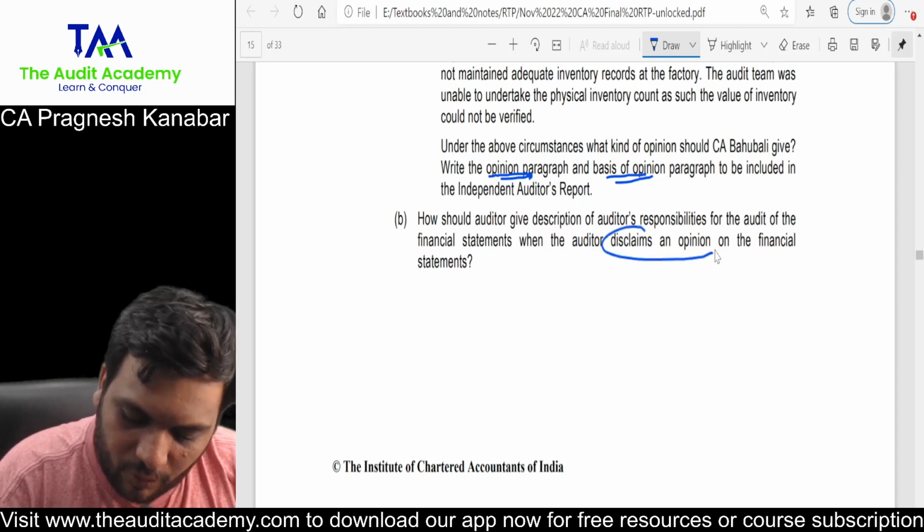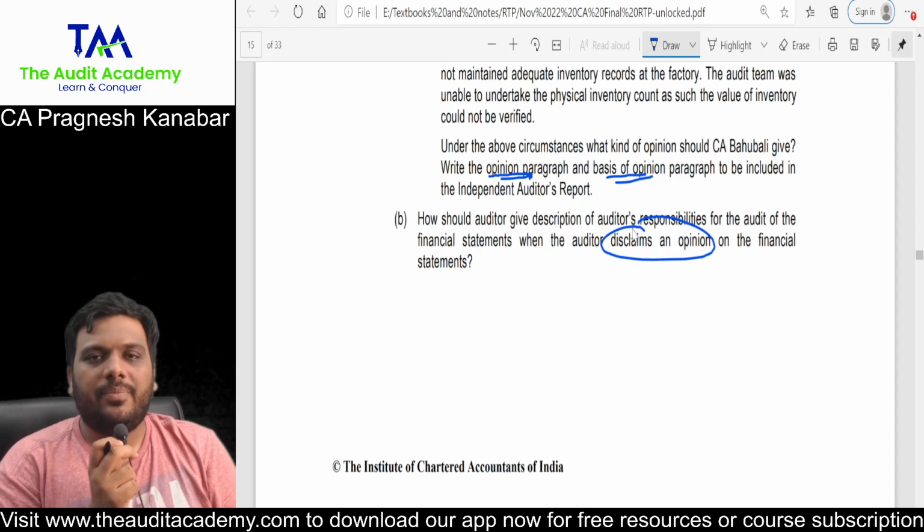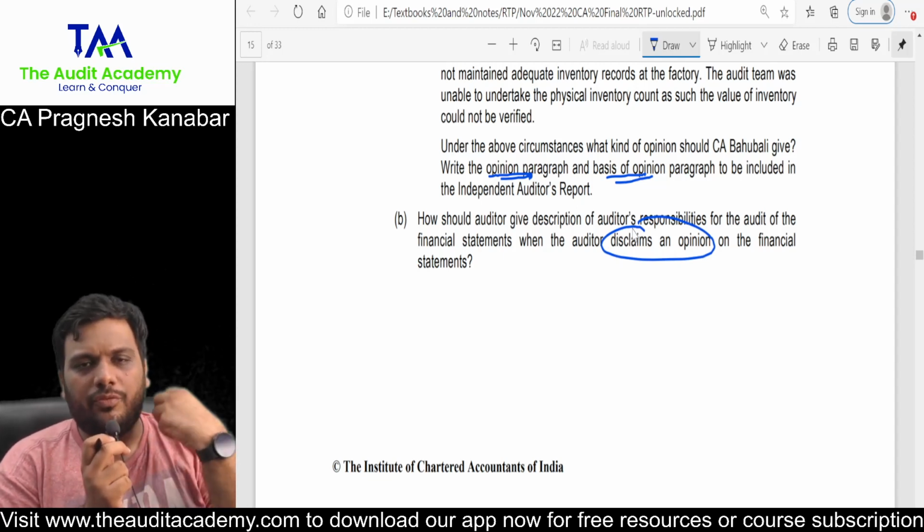And the next thing that they have questioned, this is very beautiful, is that when the auditor gives a disclaimer of opinion, there can be lots of changes in the audit report.